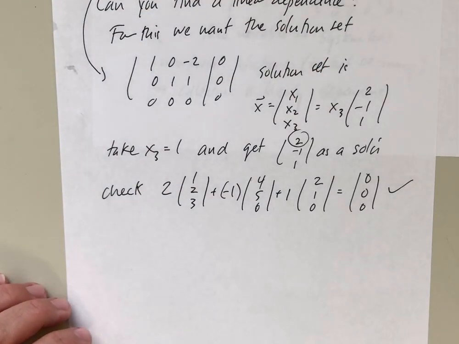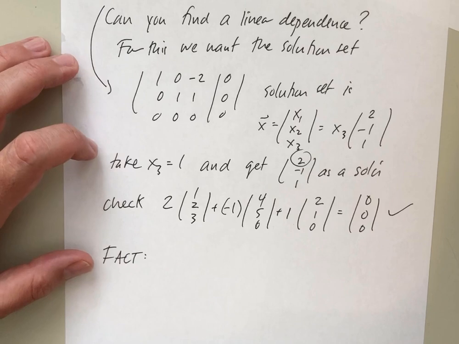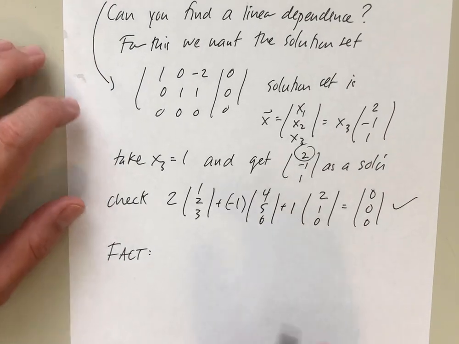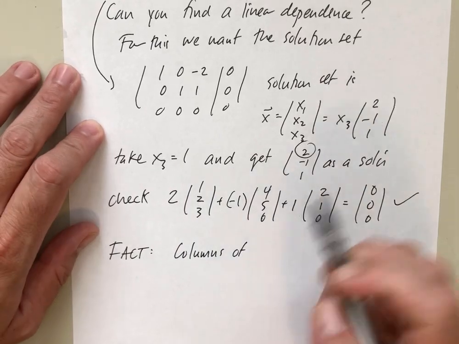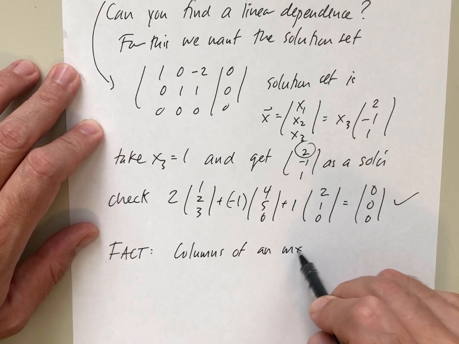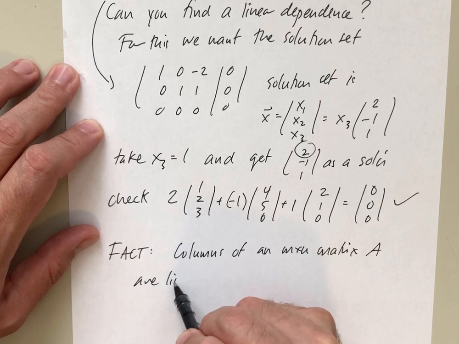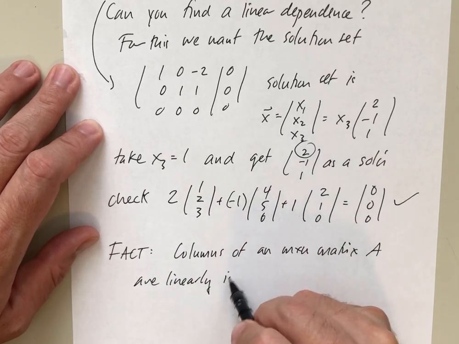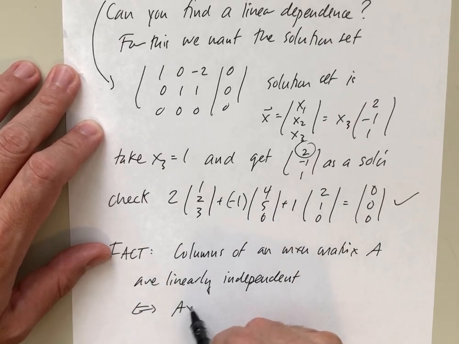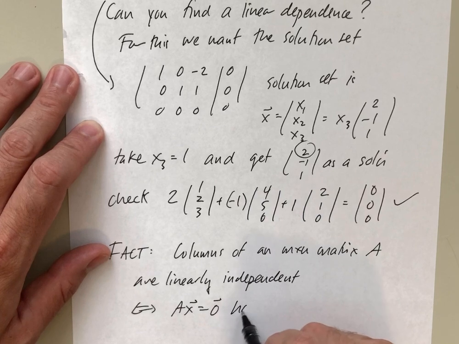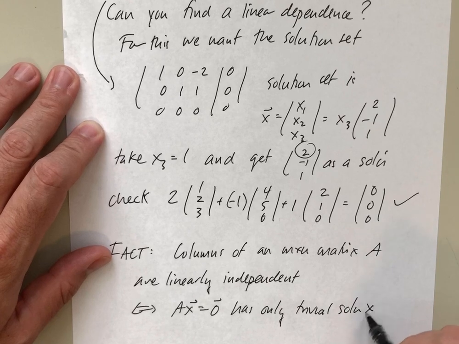Okay, so just to summarize the fact that we've been using, but to have it written down: the columns of an m by n matrix A are linearly independent if and only if the equation Ax equals 0 has only the trivial solution, x equals 0.